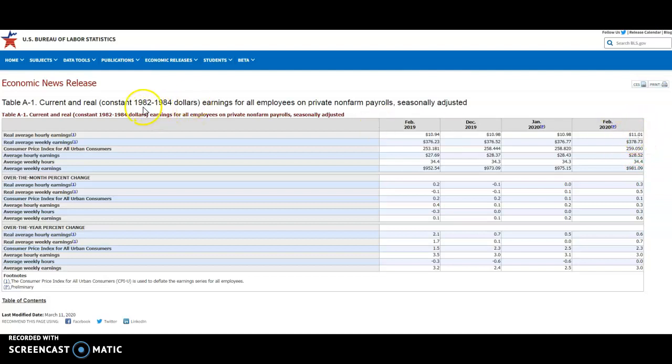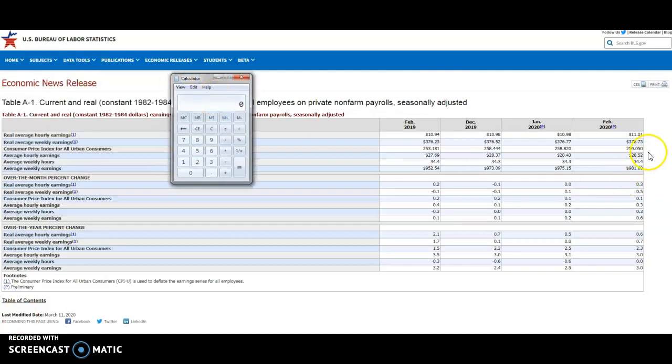Well, the base years are 1982 to 84. So the way to think about this is $28.52 in February 2020 bought you the same basket of goods that $11.01 would have bought you in 1982 to 84. Let's do the calculation.